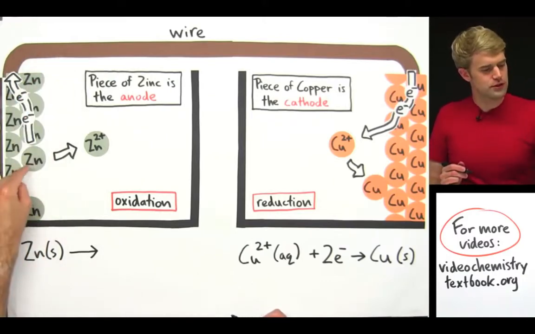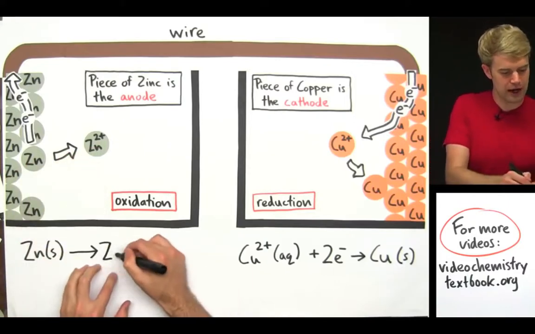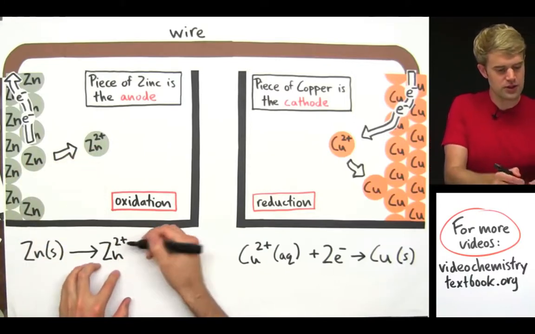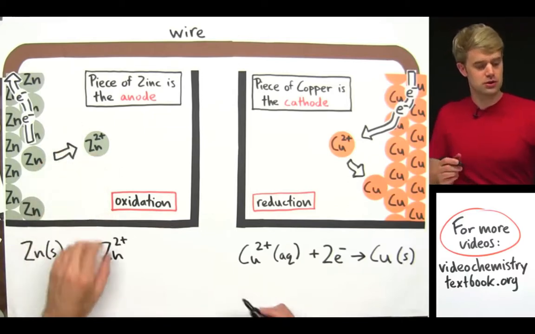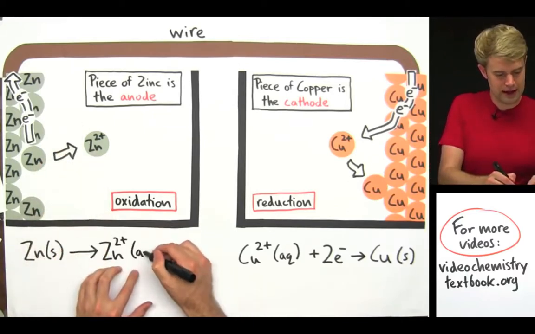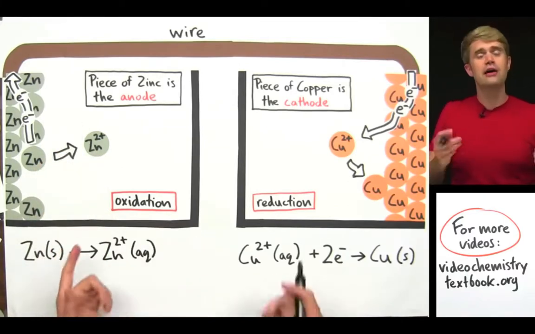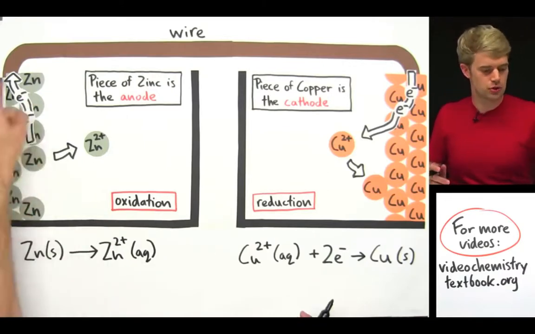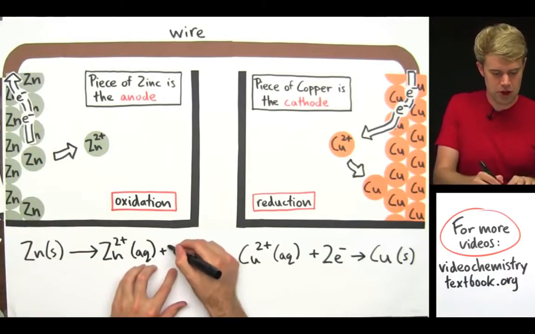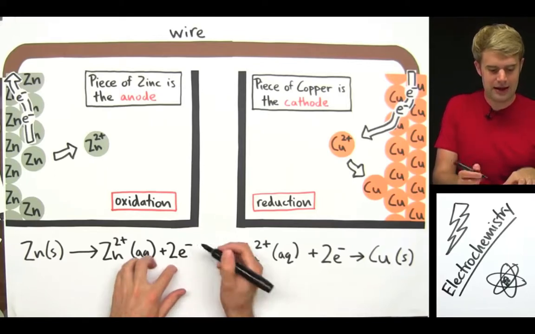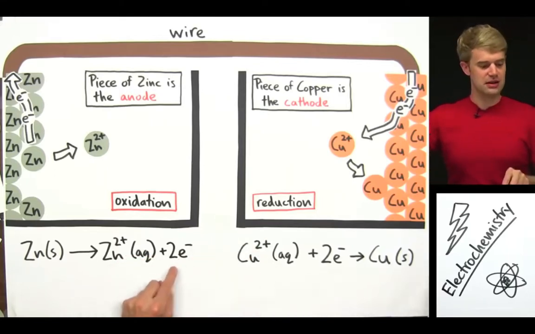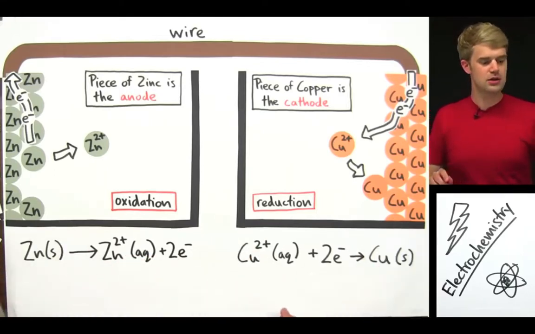Losing the electrons turns the neutral zinc atom into a Zn2+ ion, Zn2+, that is now dissolved in solution. So I'll write aq here. And then finally, to show that I lost those 2 electrons here, I'll put plus 2e- on this side. So this is the reaction for the oxidation.